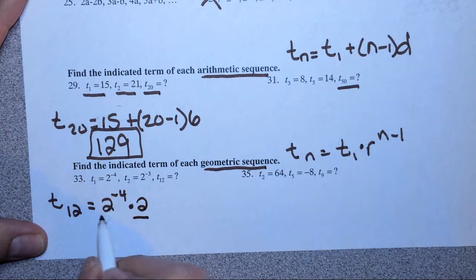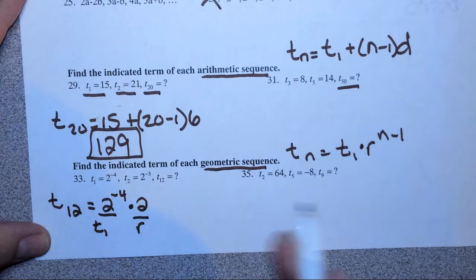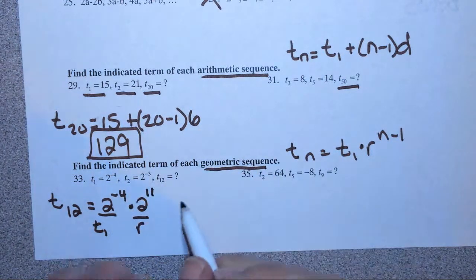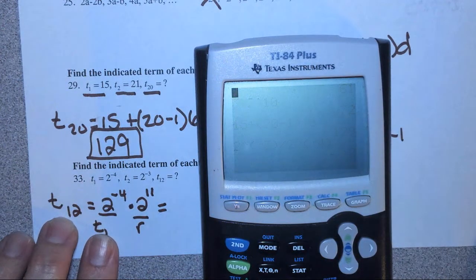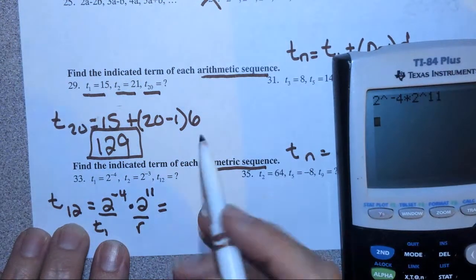So there's my r, and this is my T1. And I need to raise it to the n minus 1. My n is 12, so I'm going to raise it to the 12 minus 1, which is 11. So I'm going to type this in my calculator. 2 to the negative 4 times 2 to the 11th. So my answer is 128.